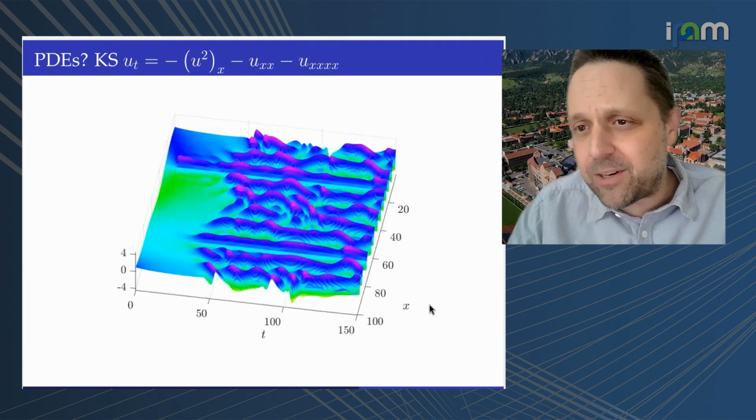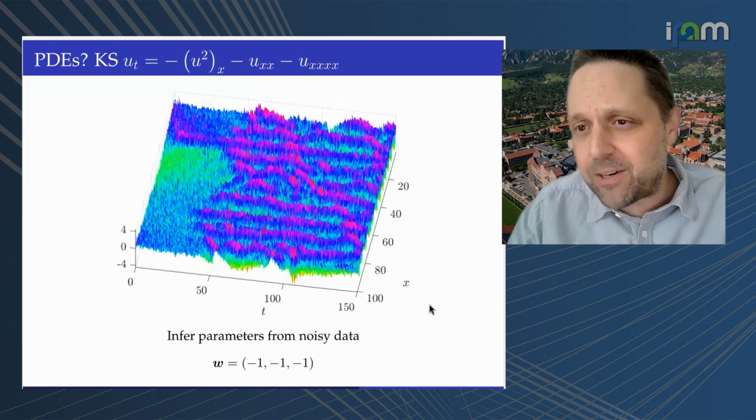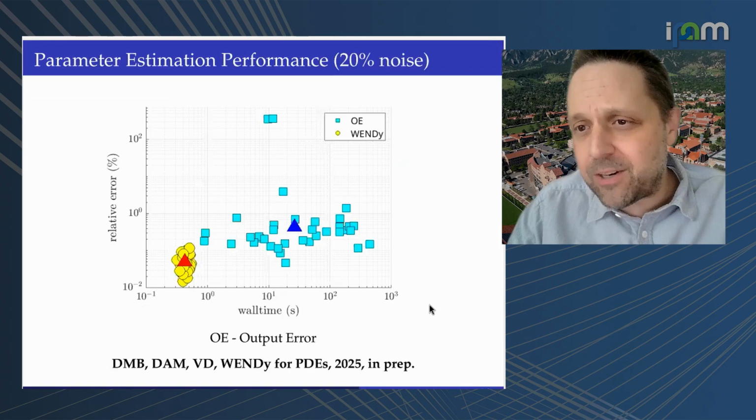So let's go back to our Kuramoto-Sivashinsky. Let's noise it up, and we want to infer the parameters, which are all minus ones. This is what we're working on right now. This is amazingly fast, right? Because we don't have to solve the PDE, and Kuramoto-Sivashinsky is spatiotemporal chaos, so it's very challenging if you guess parameters that are wrong, or if it wanders off into a place where the parameters give you even worse dynamics. This weak form approach is going to work a lot better. And this is the wall time versus the relative error here.